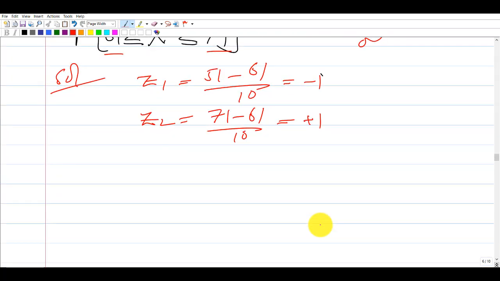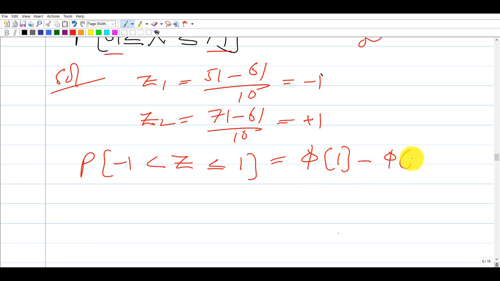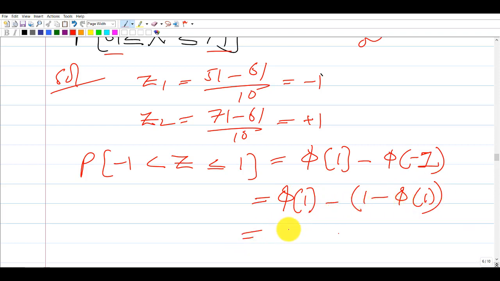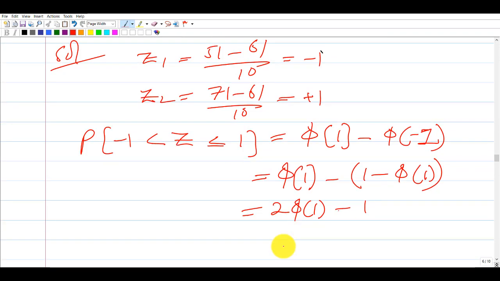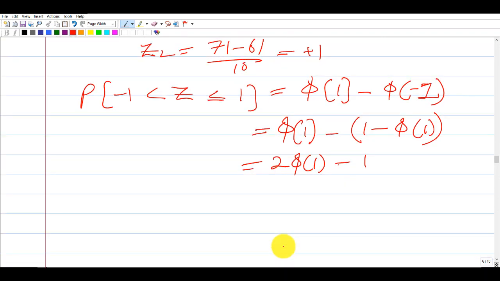So it means we have to find the probability of z between minus 1 and 1, which is straightforward: phi of 1 minus phi of minus 1. We will use the theorem, phi of 1 minus, 1 minus phi of 1. So that would be simply 2 phi of 1 minus 1. If we look into the table, again table 4.2 that we are using right now, phi of 1 is 0.841. So 2 times 0.841, minus 1.